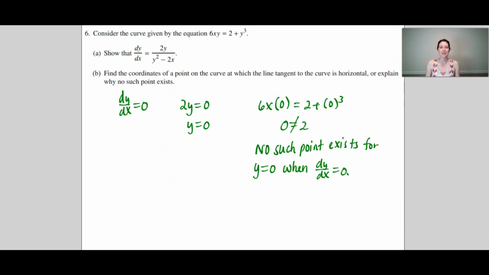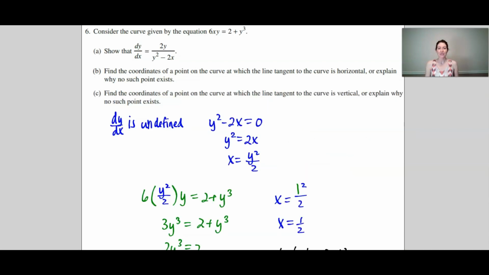All right, let's look at part B. In part B, I need to find the coordinates of a point on the curve where the line tangent is horizontal. When I see that the line tangent is horizontal, that means that the derivative is 0. This fraction would equal 0 when I get 0 divided by a non-zero number. So I'm going to set the numerator equal to 0, and I can see that that would occur when y equals 0. To find the coordinates of the point, I only have the y coordinate of 0. I need to plug a y value of 0 into the original equation to calculate the x value. But once I do that, I get 0 on one side, 2 on the other side, and I see that there would be no such point that exists for a y value of 0. That would make the derivative equal to 0.